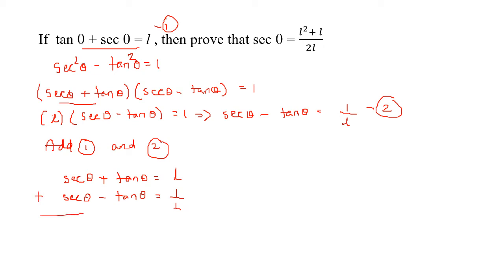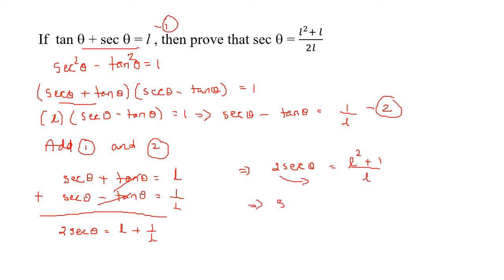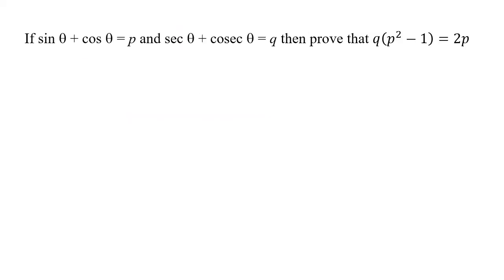So when I add both, plus tan theta and minus tan theta get cut, giving 2 sec theta equal to L plus 1 upon L. On taking the LCM, we have 2 sec theta equal to L square plus 1 upon L. Then this 2 you can bring to the denominator. So sec theta equal to L square plus 1 upon 2L. So we have proved a very simple sum. Now, maintaining a little speed, you will see how things actually work here.